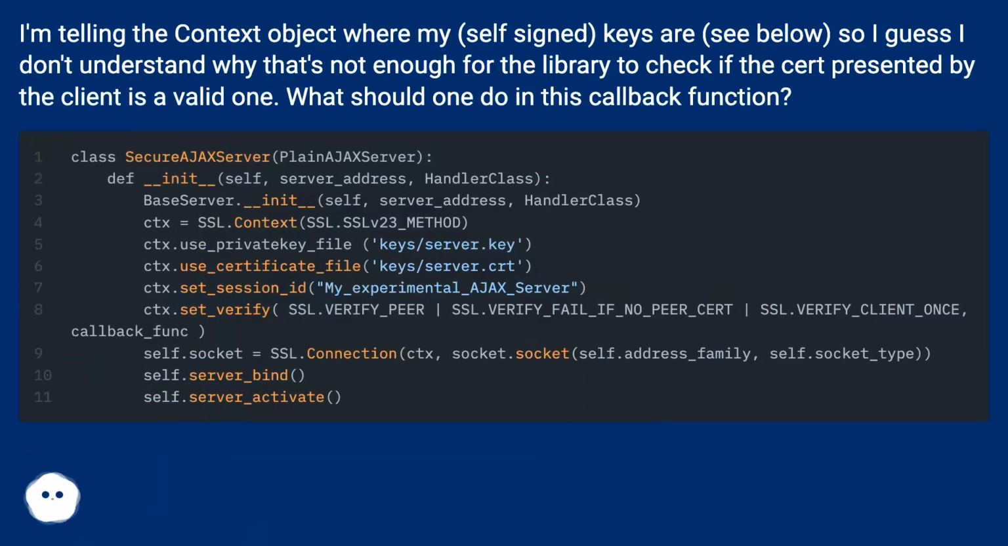I'm telling the context object where my self-signed certs or keys are, see below, or so I guess. I don't understand why that's not enough for the library to check if the cert presented by the client is a valid one. What should one do in this callback function?